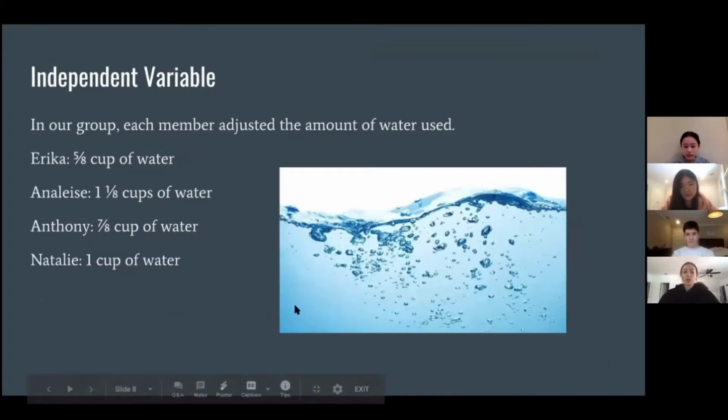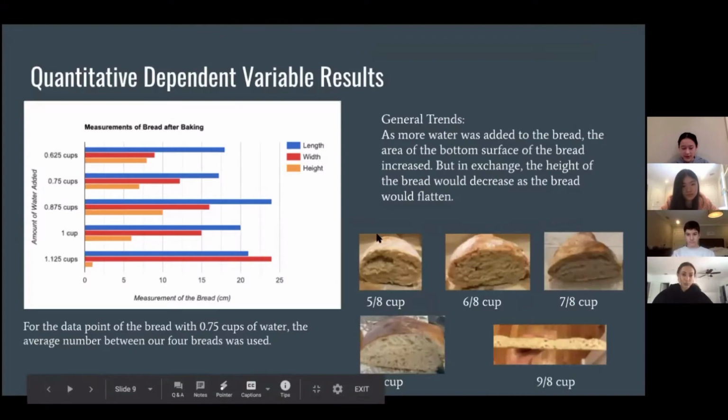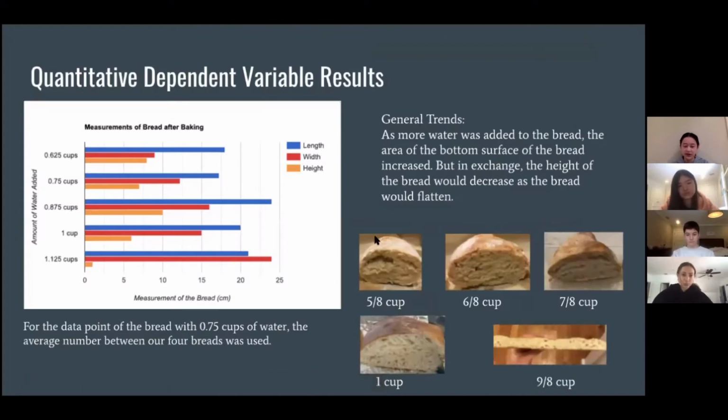We decided to change the amount of water used in the bread. The baseline of the recipe was 3/4 of a cup of water. Each member experimented with a different amount of water. So some people did less water and some people did more water. And from our data, you can see in the graph that as more water was added to the dough, the length and width of the bread would increase, but the height would decrease, showing that it would flatten out, probably because there's less structure to it and the water is making it more liquidy.